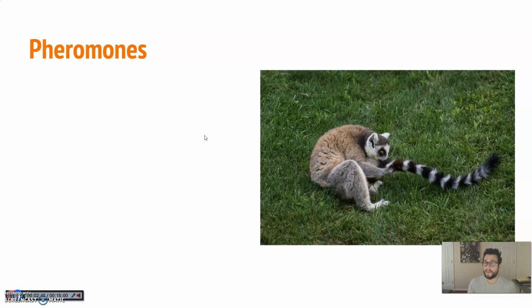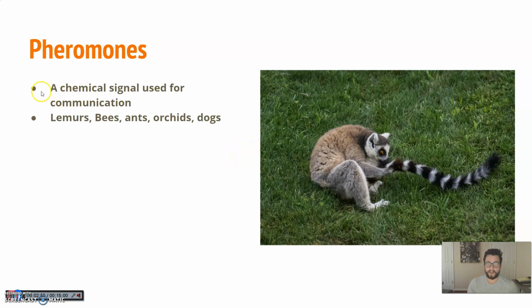Pheromones are chemical signals, like this lemur here. He has glands in his wrist that he's rubbing on his tail to wave at females because he thinks it might help him be more attractive. So any sort of chemical signal used for communication is going to be what pheromones are. Bees and ants do this to show each other where home is, where food is. That's their whole communication style because they can't talk to each other. They have to lay down these chemical signals.